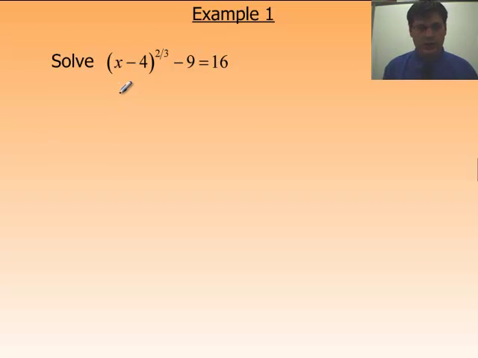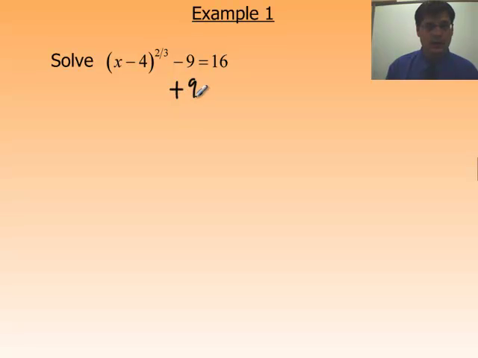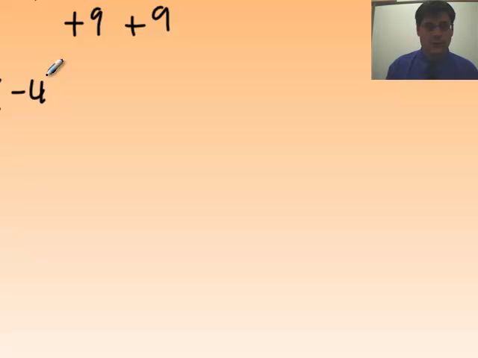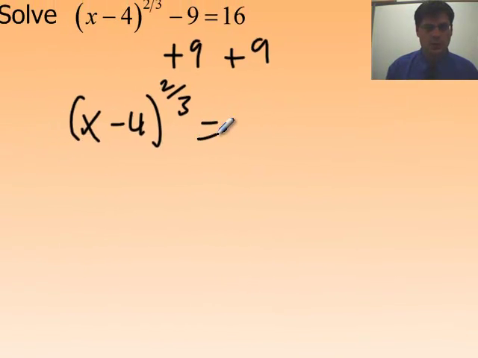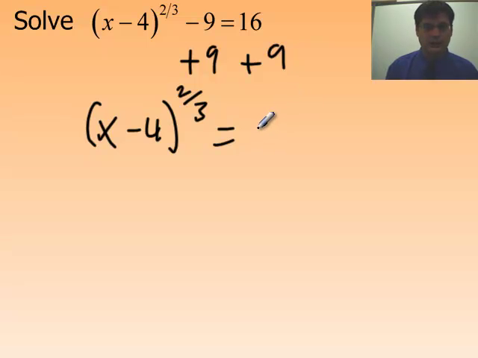So what I'm going to do is isolate the unit that's squared by adding 9 to both sides. That leaves me with (x minus 4) to the 2/3 power, and then 16 plus 9 is going to give me 25.